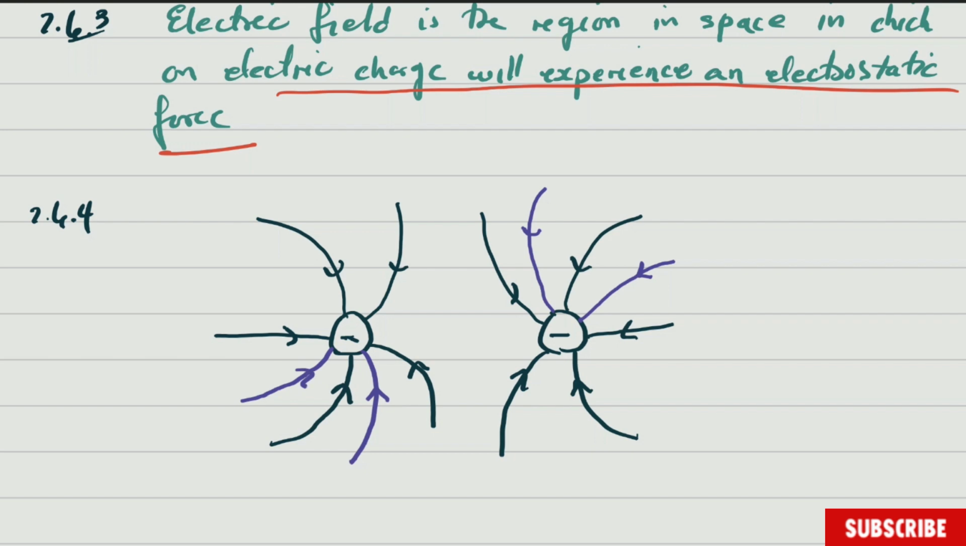Now, these two charges are the same in magnitude, therefore you must have more or less the same number of lines. It must be the same number of lines because the electric field is the same.